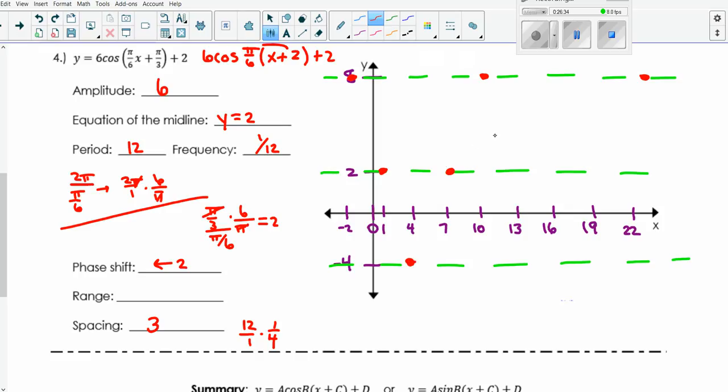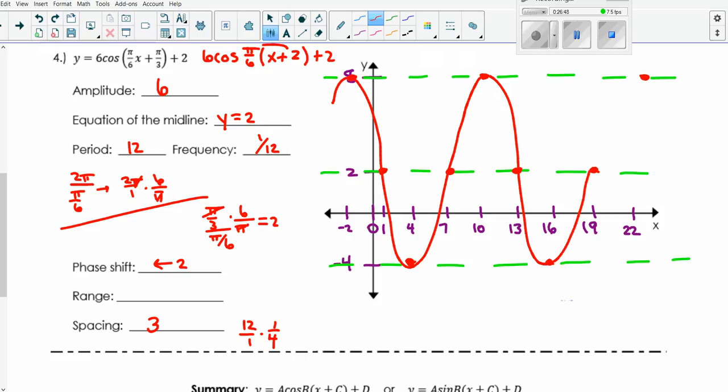Okay, and then that's one cycle. This would be my next cycle. There we go. Connect, make sure that you curl around your maximums and your minimums. Make sure you have arrows. Double check to see that your function looks like this. And you should be good.